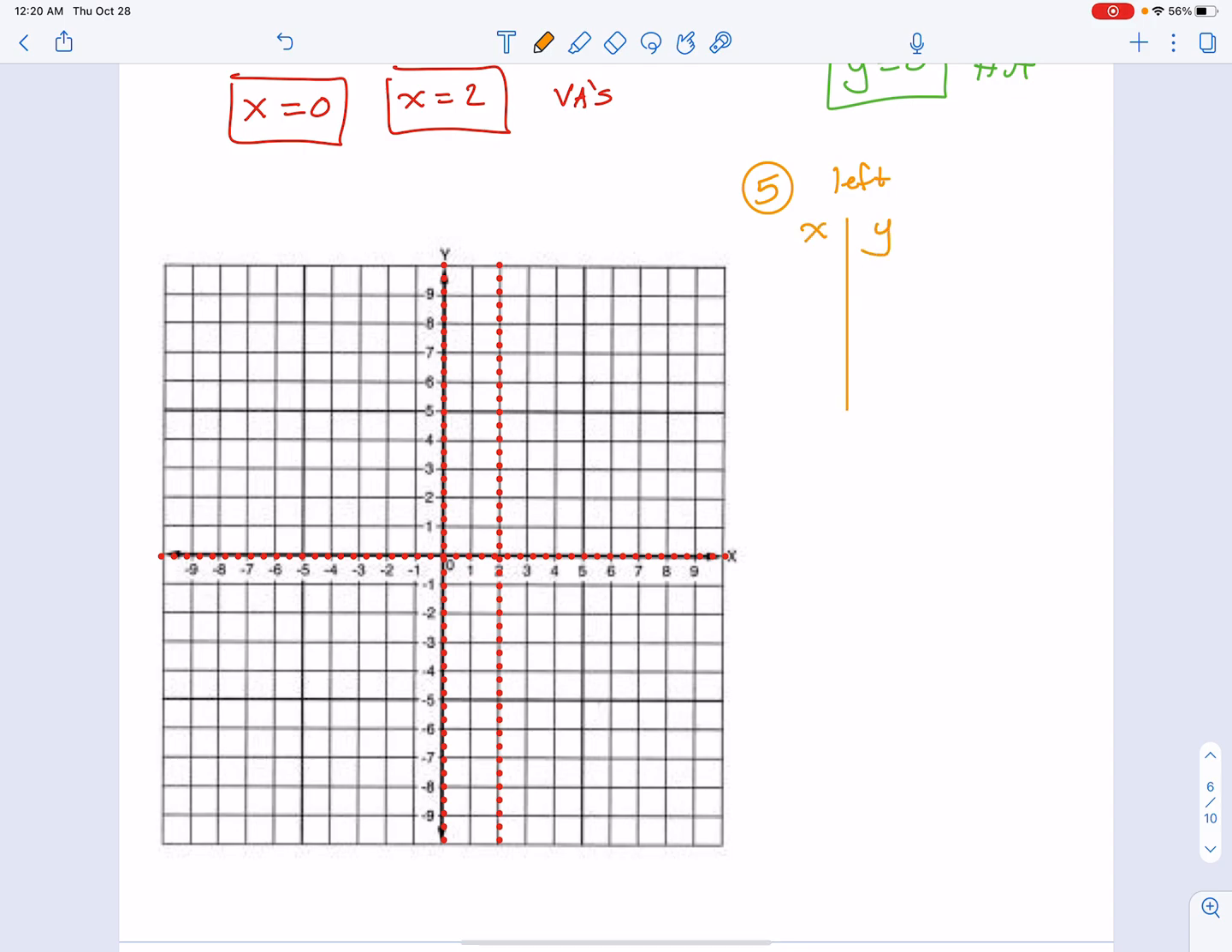So if we look on the left, we'd be looking at values like -1, which would give us -2/3. And -2, which would give us -1/8. So we can see that we're going to be coming up towards this horizontal asymptote and going down towards this vertical asymptote.